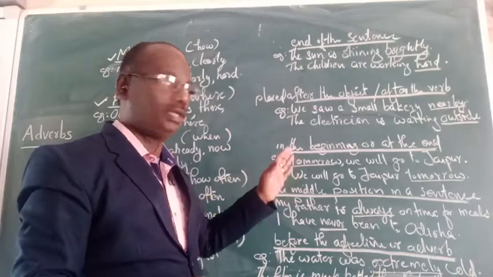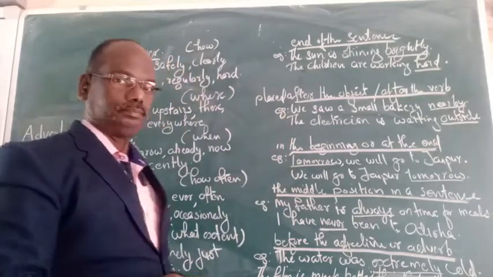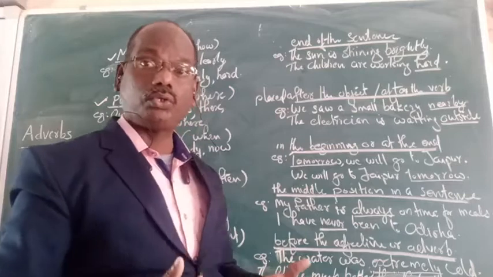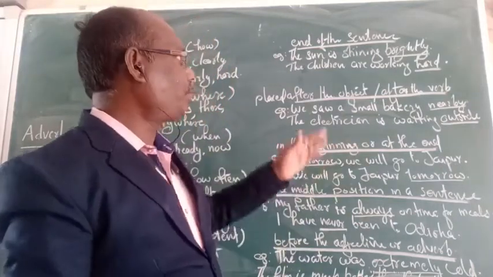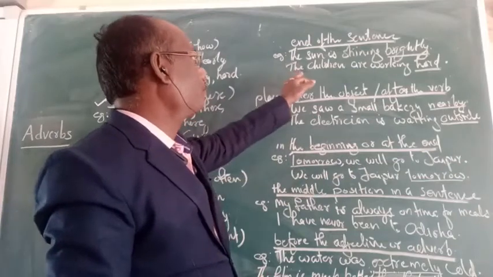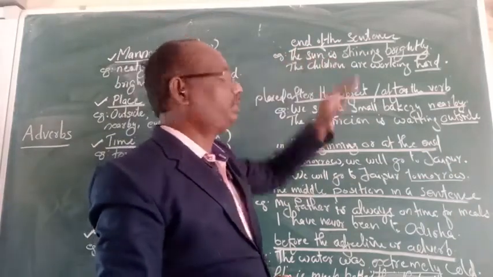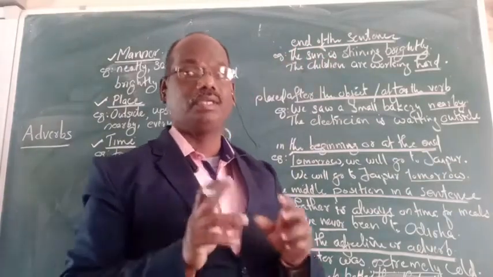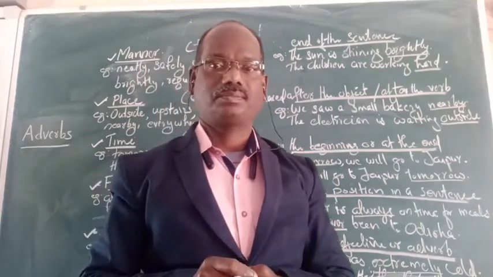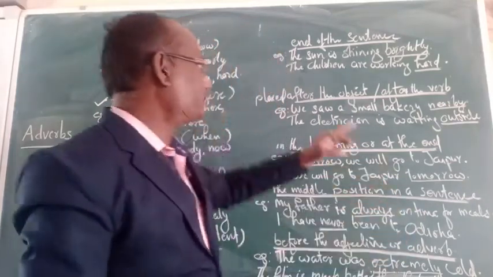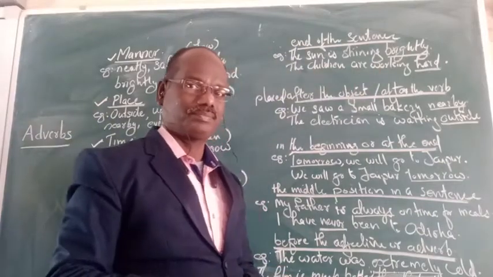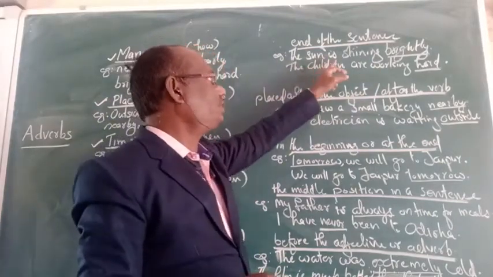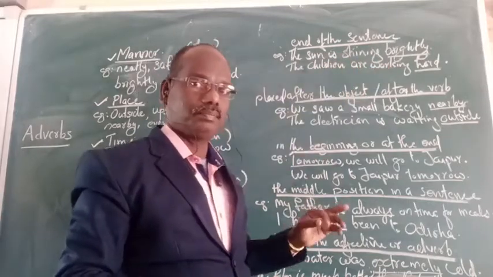First of all, we can see the adverb of manner. Where are we going to use the adverb of manner? The adverb of manner we can use at the end of the sentence, at the end of the sentence. We can read the example here. The sun is shining brightly. The sun is shining brightly.